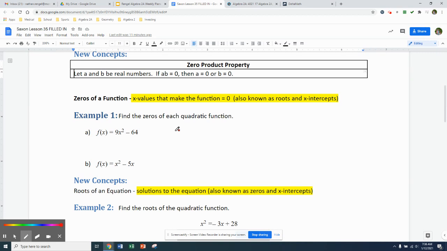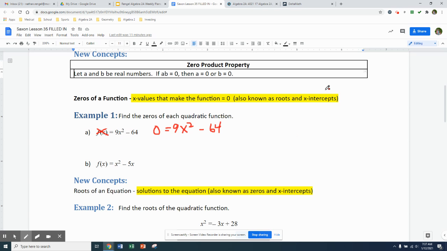So here we have f of x is equal to 9x squared minus 64. I'm going to take the f of x out. So f of x is just a fancy way of writing y equals, and I'm going to replace that with 0. So 0 equals 9x squared minus 64.